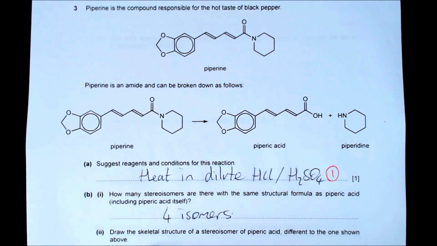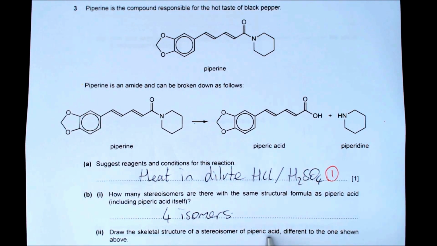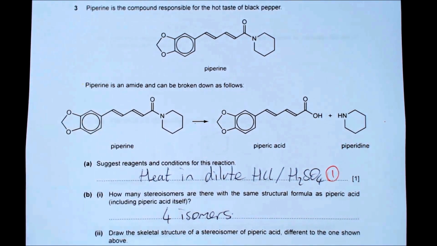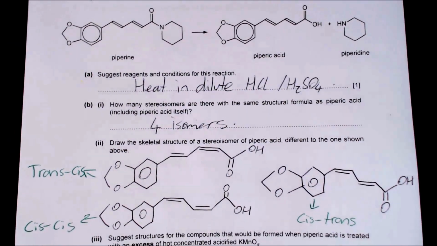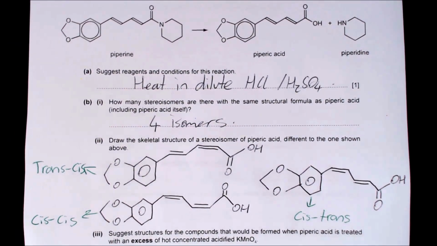Okay, and then it says draw the skeletal structure of a stereoisomer of piperic acid different to the one shown above. Now, to save a bit of time, because obviously there are loads of different options here, I've drawn them out already. I'm just going to try and explain how that works. So if I just bring that in there. There you go. So there are our different formations.